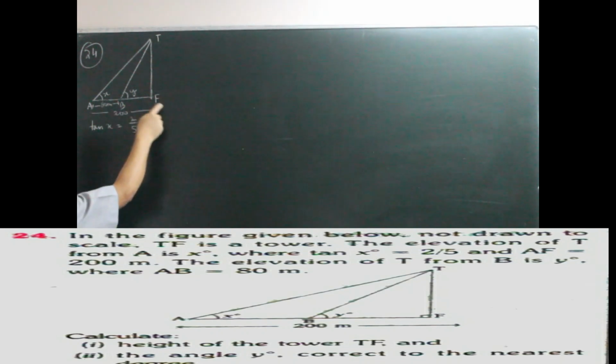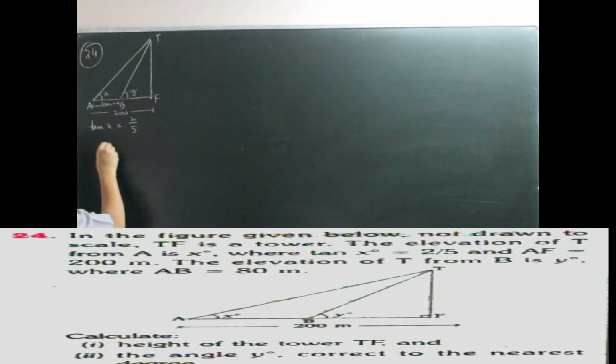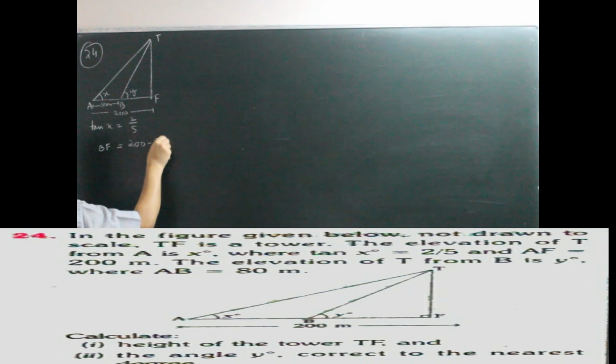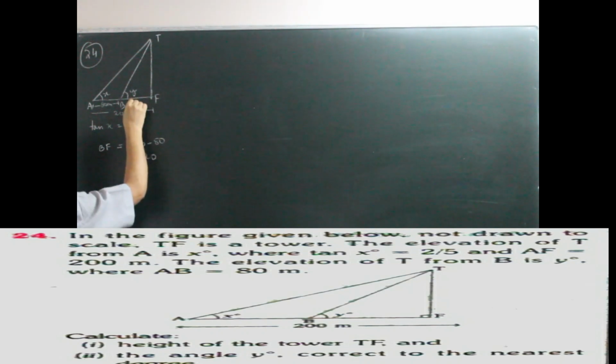Then I think we can find out very easily BF. So BF is equal to the full total, 200 minus 80. If you subtract 200 minus 80, it is 120. So I can write this part is 120 meter.